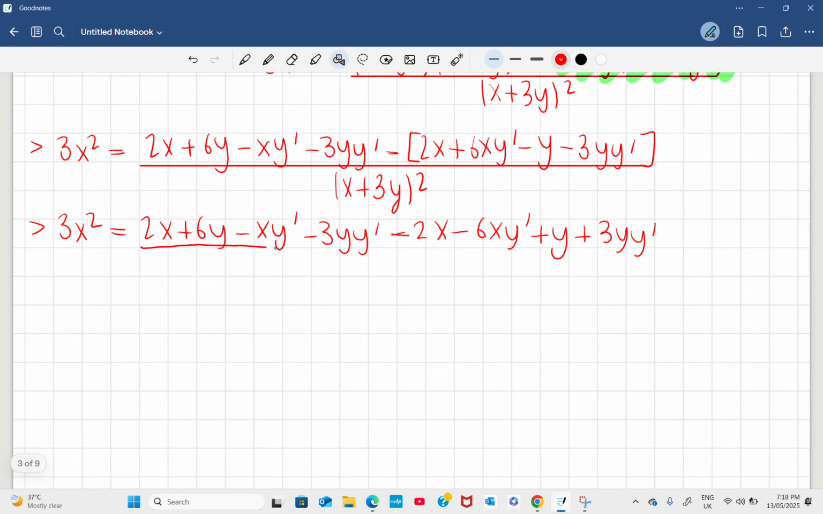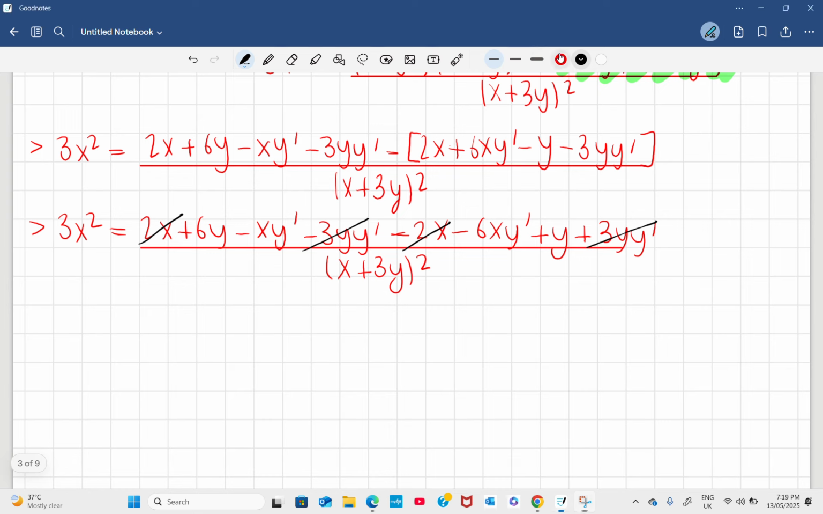Now all over x plus 3y all squared. Okay, now let me see what I can cancel to make it easier. So I have 2x and I have negative 2x. These are gonna go. I have negative 3y y prime, positive 3y y prime. These are gonna go. So let me continue.